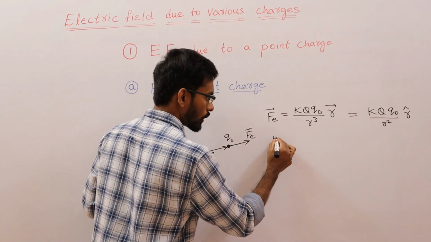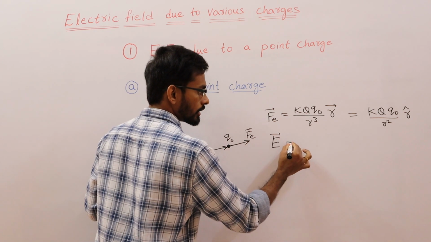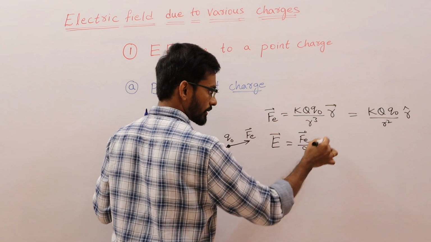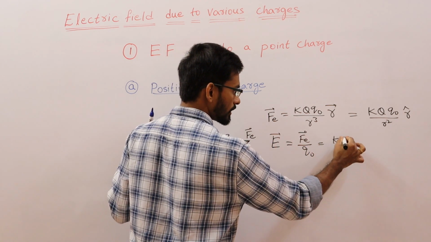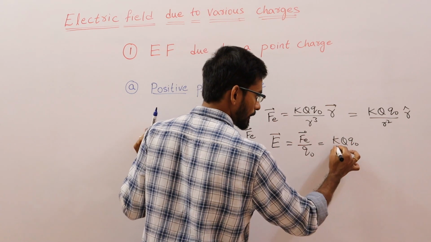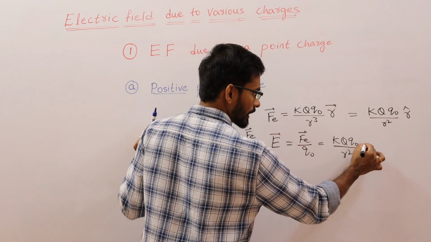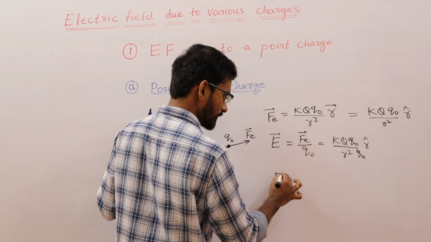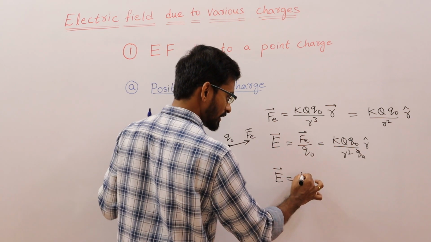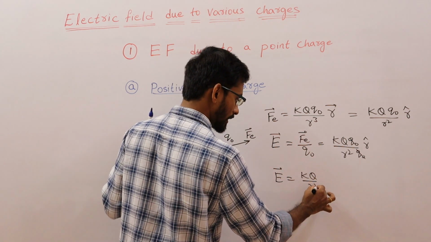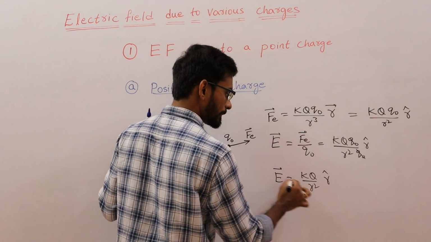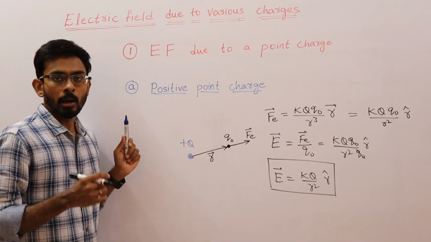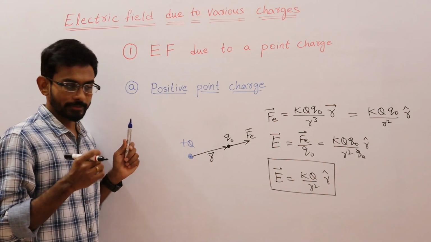So now we know electric field is given by Fe bar upon Q naught. So from here we will get electric field as K into Q naught by r square into r cap divided by Q naught. So from here we will get the expression for electric field as KQ by r square into r cap. So this is the expression for electric field due to a positive point charge.